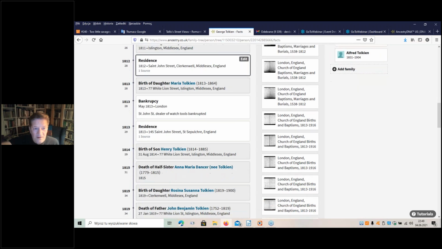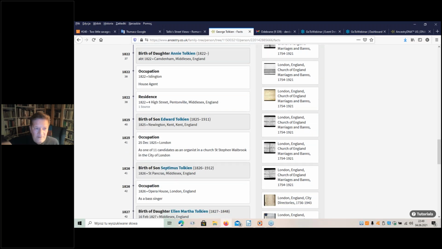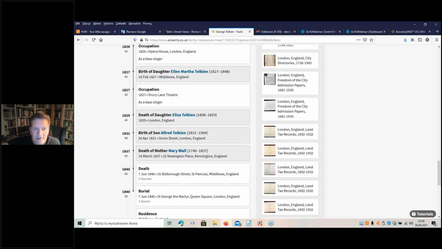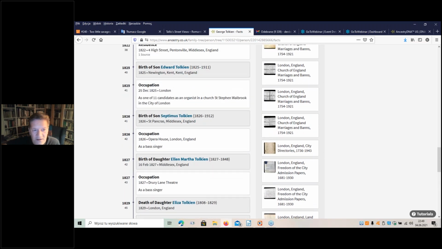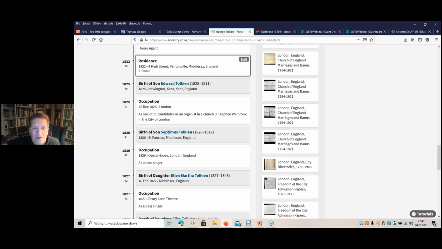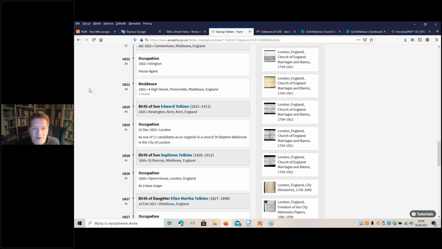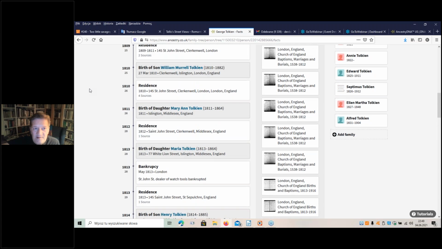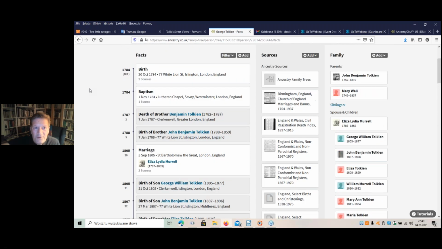They had a lot of children, and George Tolkien died very young, in my opinion. He was 55, and he was buried in London in the burial place of St. George the Martyr. And here you can see his occupation, Drury Lane Theatre, as a bass singer. He was also a music teacher. He was one of 11 candidates as an organist in the Church of St. Stephen Walbrook in the City of London. And he was a house agent earlier in his life. A very interesting person. I'm very sorry I don't have any picture, any drawing of how he looked.